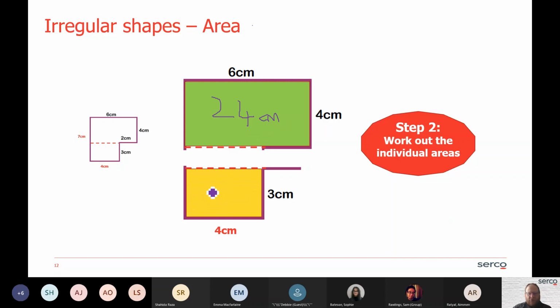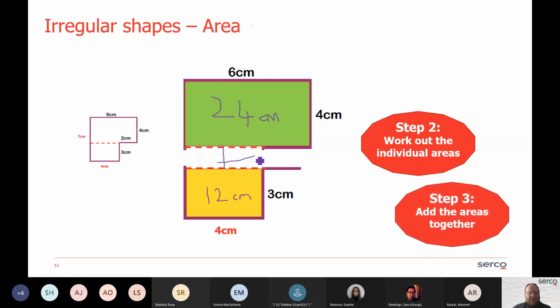And the bottom one is 3 by 4, which is 12 centimetres. And you're probably one step ahead of me. If we know the top one's 24 and the bottom one's 12, let's just add those together. And that will give me 36.